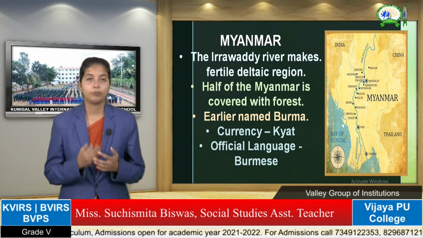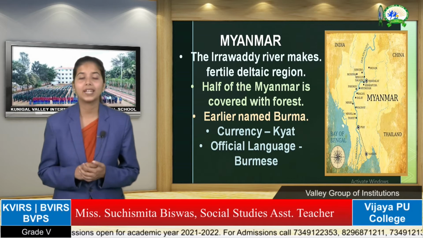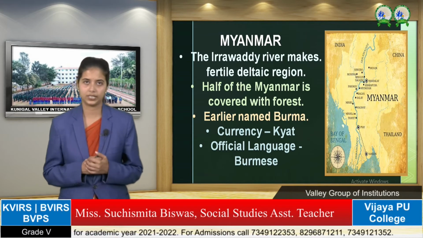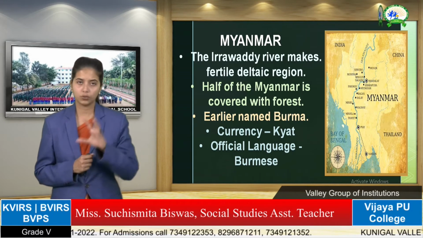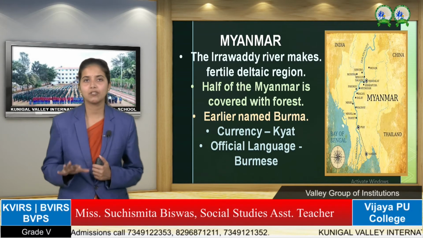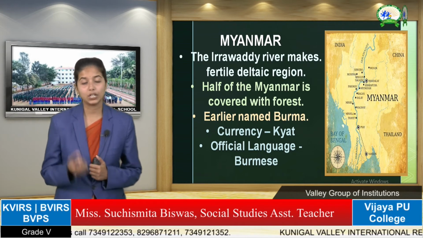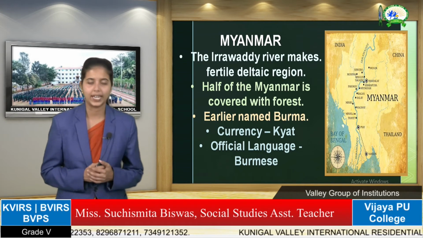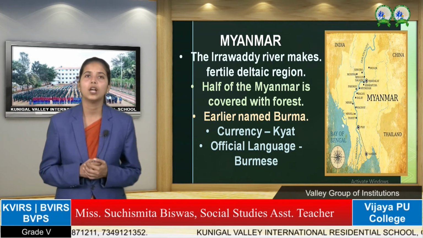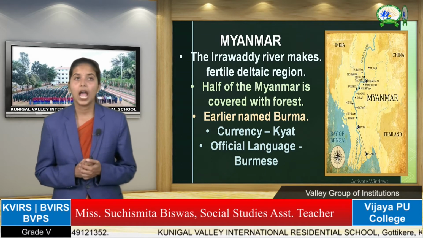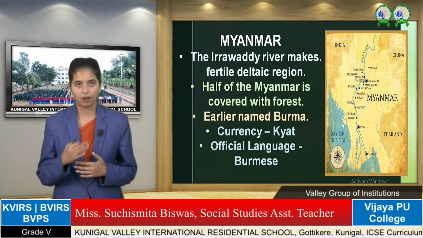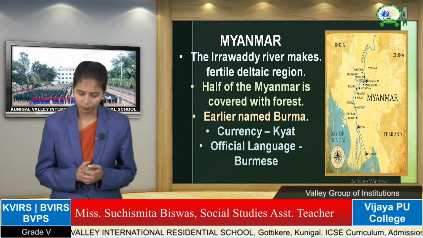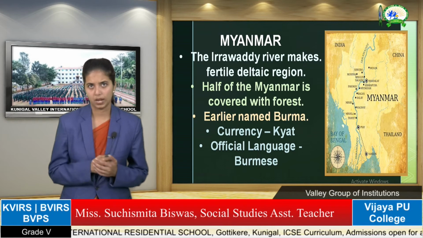So, mainly the Irrawaddy river makes the fertile deltaic region. This is also a deltaic region. If you look at the map closely over there, you can see that. So many rivers are coming over there, and the Irrawaddy river is the major one that actually makes the land of Myanmar so fertile. Half of Myanmar is covered with forest, and the northern portion of Myanmar has some of the hilly features.